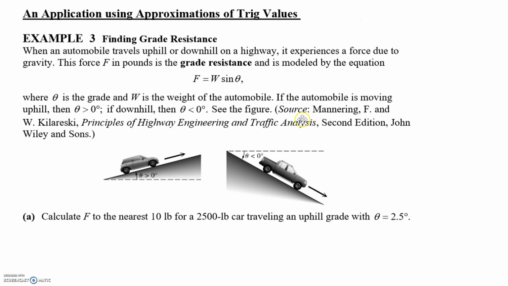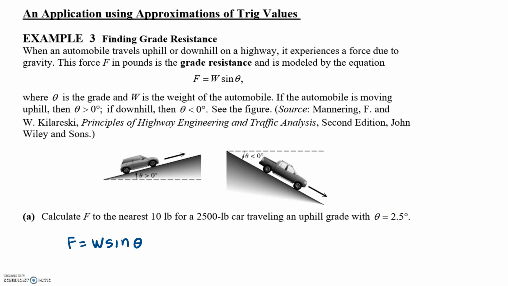And this is a real-world application. Here's the source if you're interested in checking it out. So part A: calculate F to the nearest 10 pounds for a 2,500 pound car traveling uphill at a grade with theta being 2.5 degrees. So let's go ahead and do this.